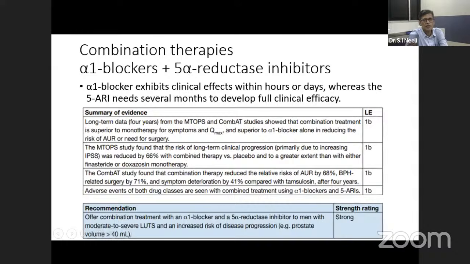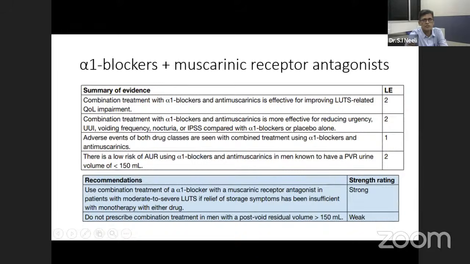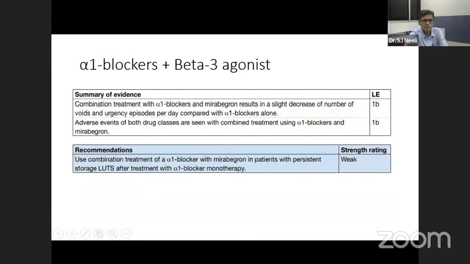Various combination therapies have also been utilized, such as an alpha blocker along with 5-alpha reductase inhibitors. The 5-alpha reductase inhibitors are added to alpha blockers in patients with large prostate volume so that their disease progression is reduced. Similarly, alpha blockers are combined with antimuscarinic agents to improve storage symptoms when alpha blockers alone are unable to reduce them. Alpha blockers have also been combined with beta-3 agonists in patients with persistent storage symptoms after alpha blocker monotherapy.